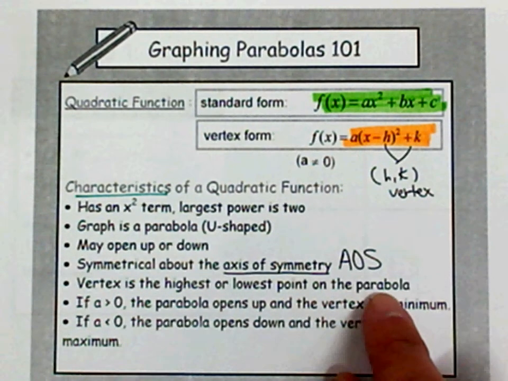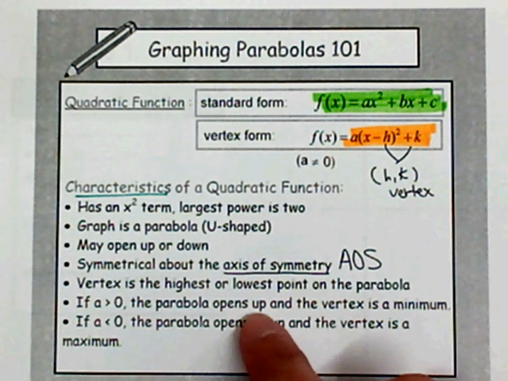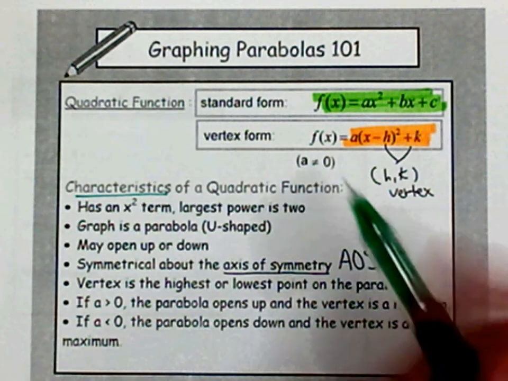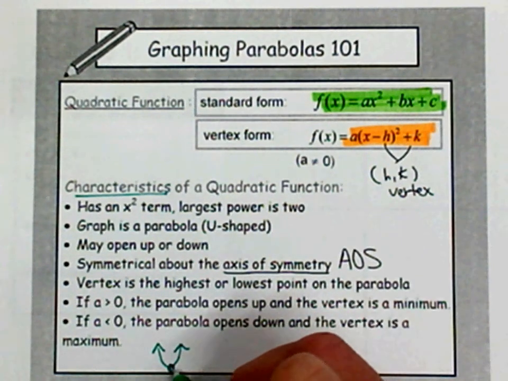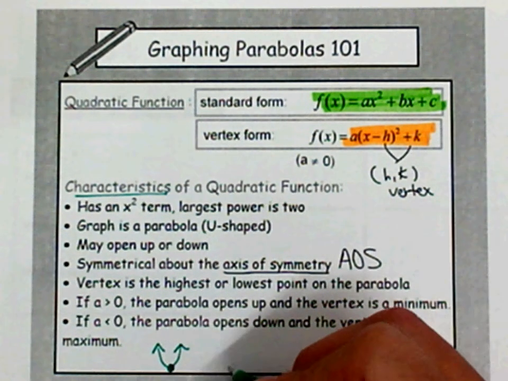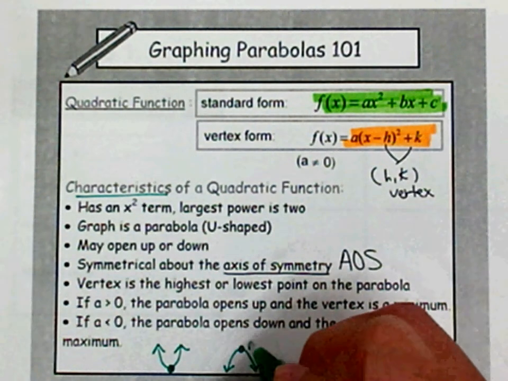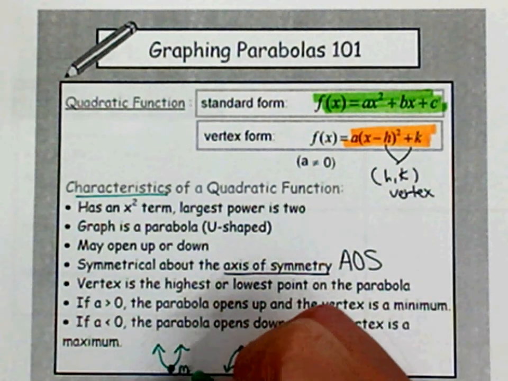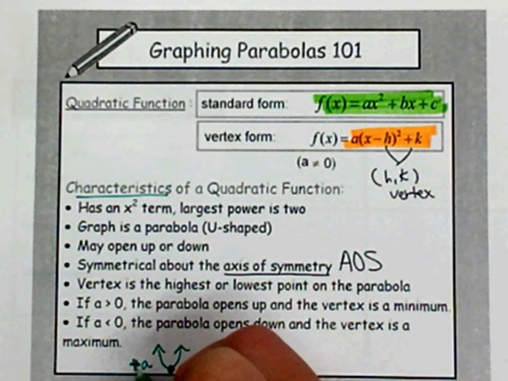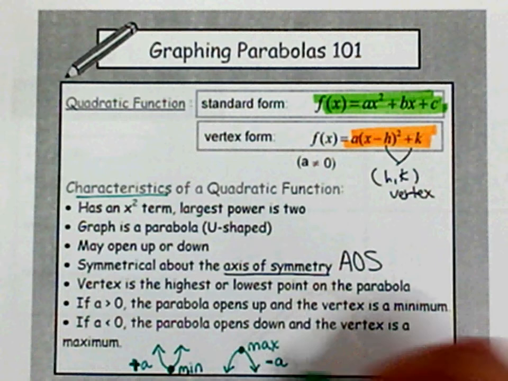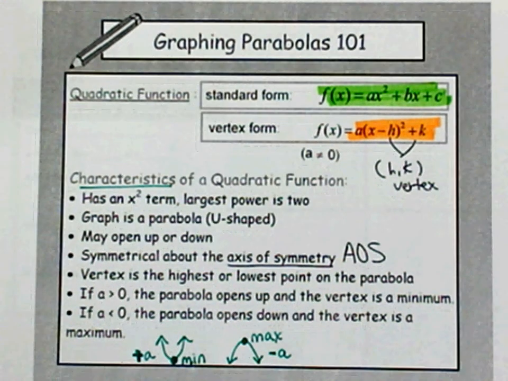If your a is positive, the parabola opens up and you have a minimum, that's a vertex. So if you look, you have a parabola, it opens up, you're going to have a minimum because it opens up. If it opens down, you will have a maximum. Okay, so here's your max, here's your minimum. And it all has to do with a. Positive a opens up, negative a opens down. You might want to pause to write all this down, but I'm going to move on in the video.